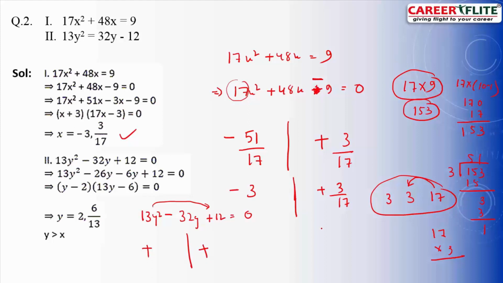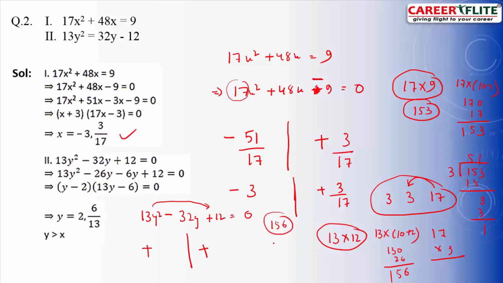Now multiply 13 into 12. What will be 13 into 12? Let's take 13 into 10 plus 2. Solve in this way, it will become easy. So it will be 130 and 13 into 2 is 26, so 156. So we got the value as 156. Break 156 in such a way that the addition of the two numbers becomes 32 and the multiplication becomes 156.